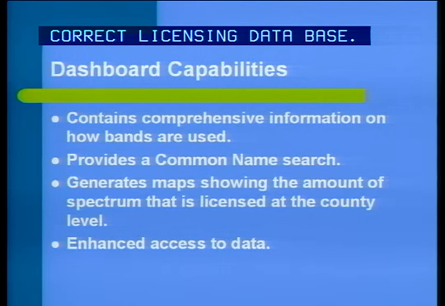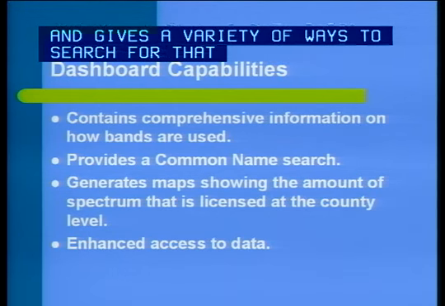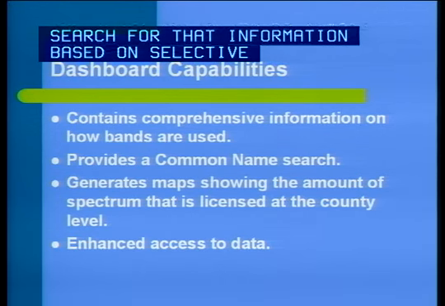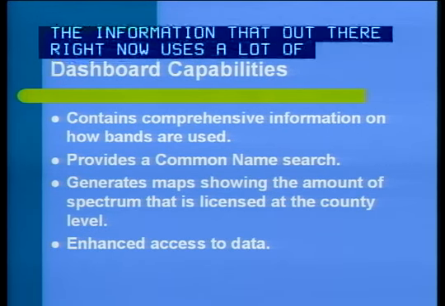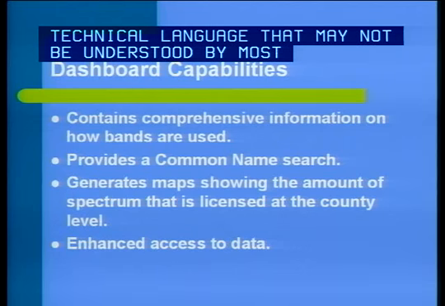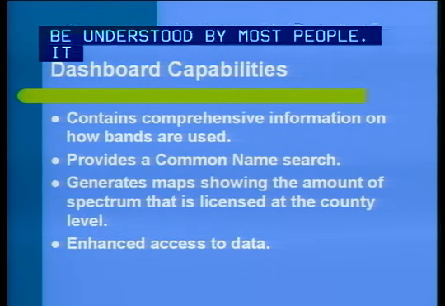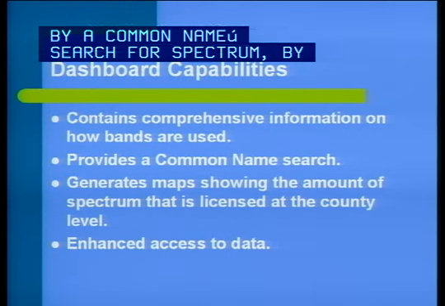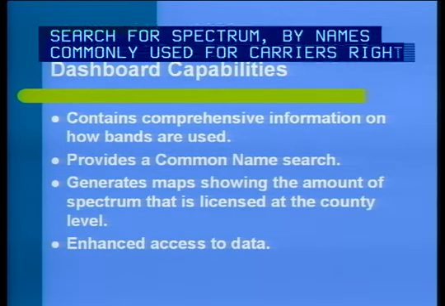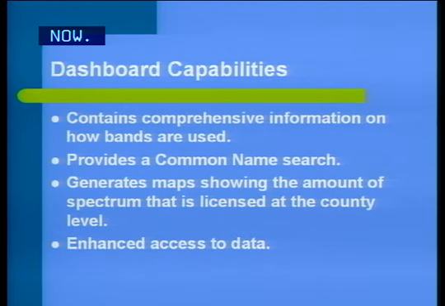This is a point where we really try to focus on plain language because the information we have out there now uses a lot of technical language that may not be understood by most people. It rolls commercial licenses up by common names so you can identify spectrum held by commonly used names of major carriers. Right now on our licensing databases, most of that information is under different subsidiary names, and there's no way you can do a search on AT&T or Verizon or T-Mobile to see what licenses they hold.